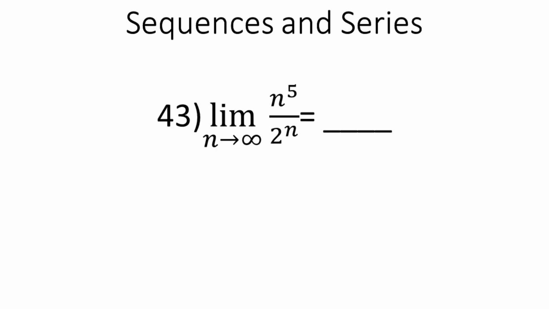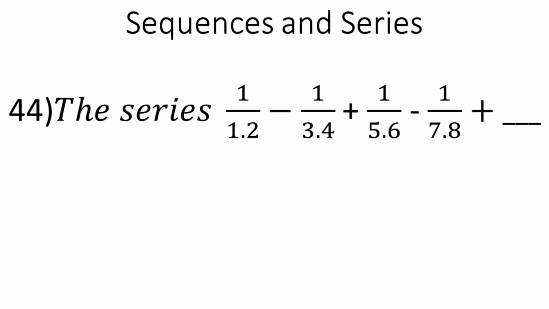Question number 43. Limit n tends to infinity n power 5 divided by 2 power n. Answer is 0. Question number 44. The series 1 by 1 into 2 minus 1 by 3 into 4 plus 1 by 5 into 6 minus 1 by 7 into 8 plus etc.